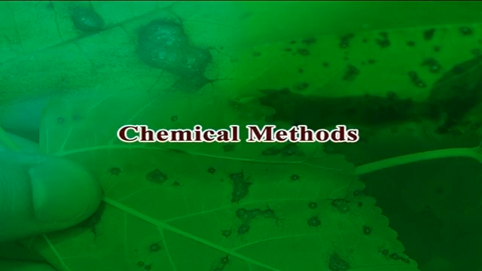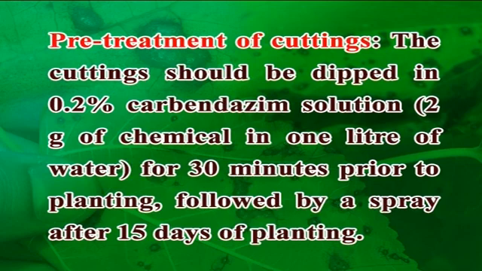Chemical methods. Pre-treatment of cuttings. The cuttings should be dipped in 0.2% carbendazim solution, that is 2 g of chemical in 1 liter of water, for 30 minutes prior to planting, followed by a spray after 15 days of planting.